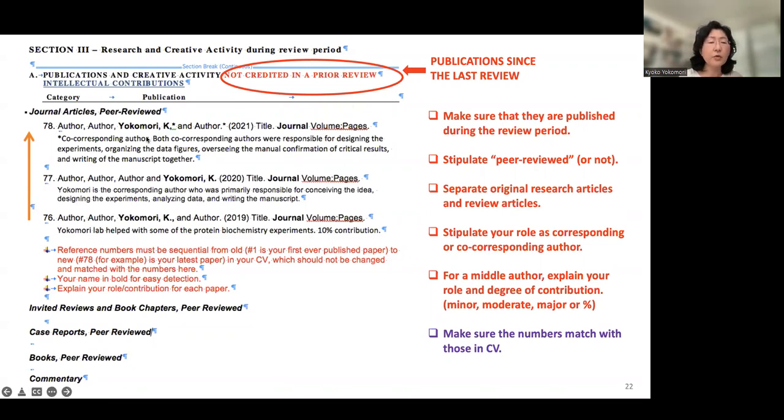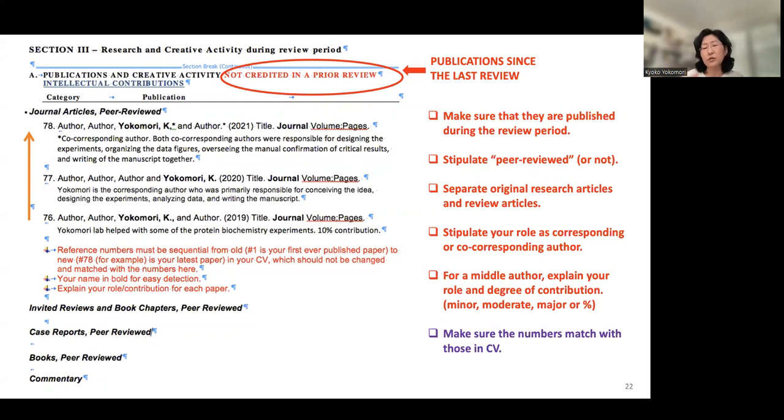Okay, and I would typically bold my own name, so it's much easier for the reviewer to find your name. And again, it should be in chronological order, newest at the top. And this numbering cannot be changed, and it should be a complete match with your CV. So if you are just joining UCI and you put the newest article as number 1, then unfortunately you need to reorganize it. The oldest article is number 1 and the newest article has the biggest number.